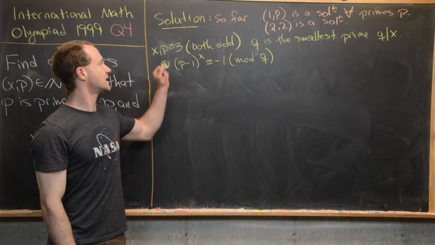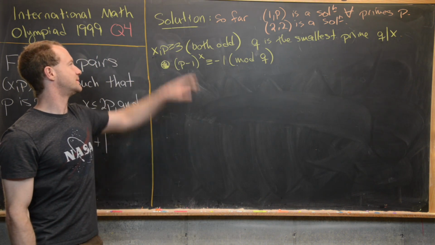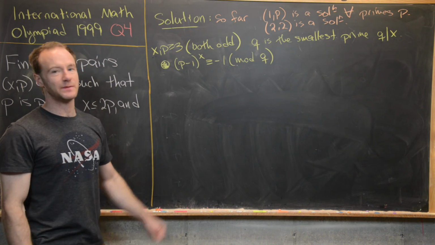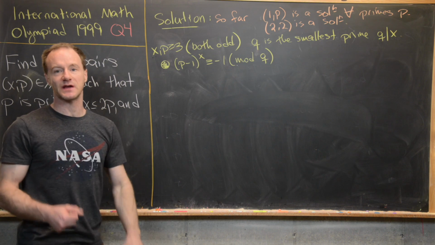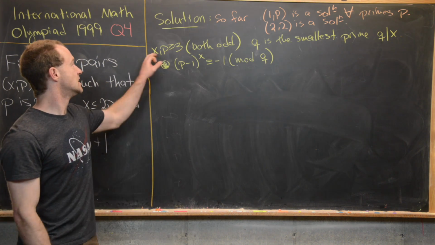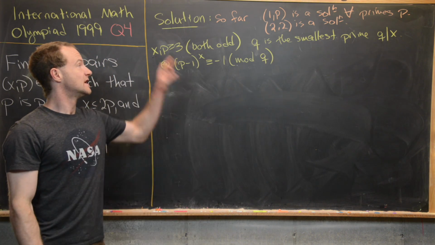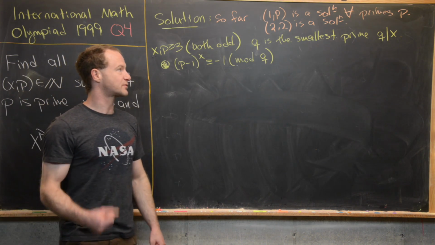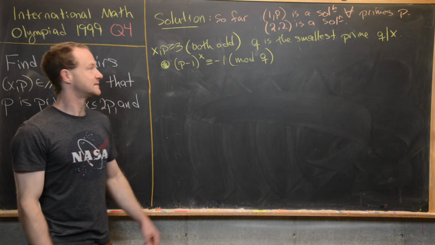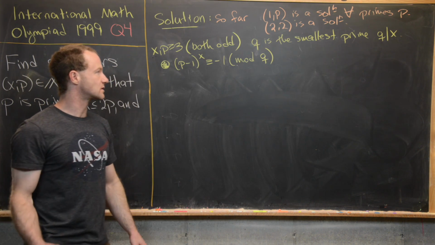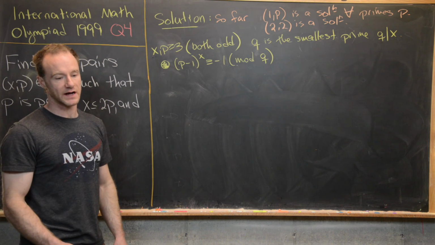Okay, so since moving on to the general case when x and p were both bigger than or equal to 3, we showed that they both had to be odd. It's clear that p has to be odd because the only even prime is 2, but then we argued that x needed to be odd as well. Then we let q be the smallest prime number dividing x, and we argued that p minus 1 to the x was congruent to -1 mod q.